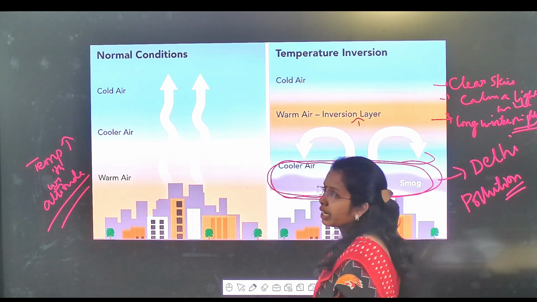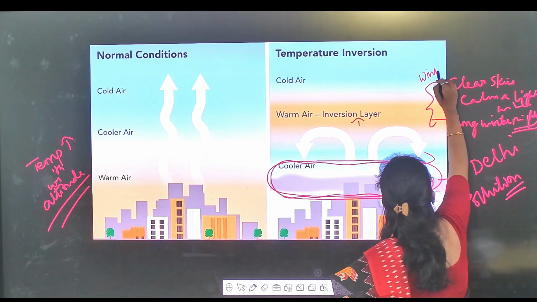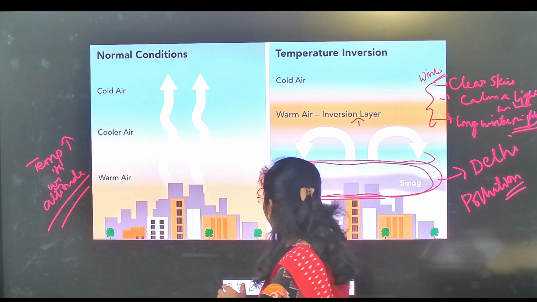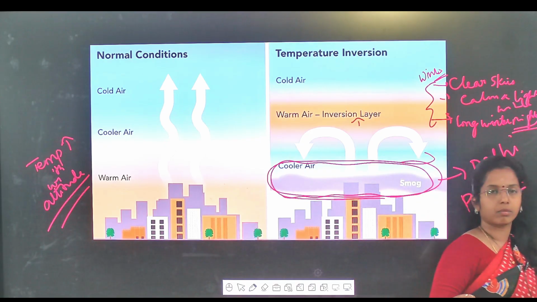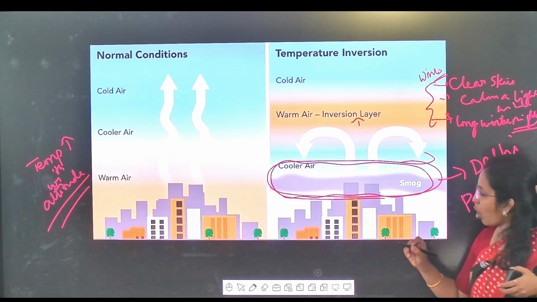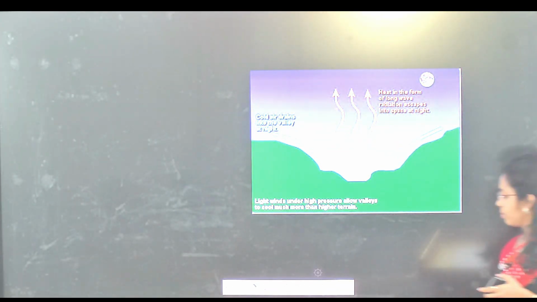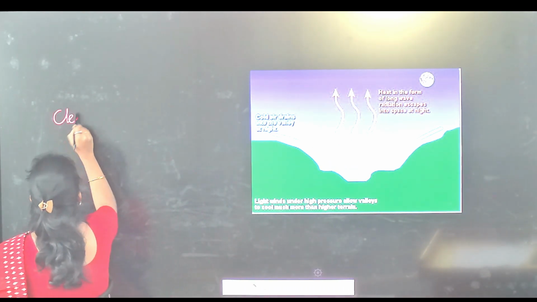Because of these clear skies, all this we are going to see in the winter season. That's why you will see more pollution during the winter season in Delhi. Because of this, what happens here? Why clear skies?